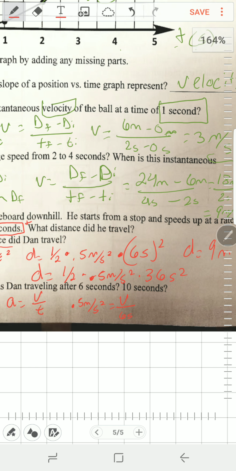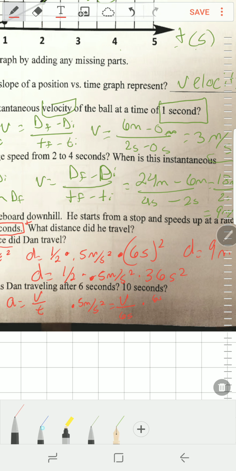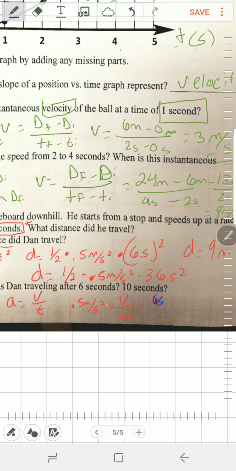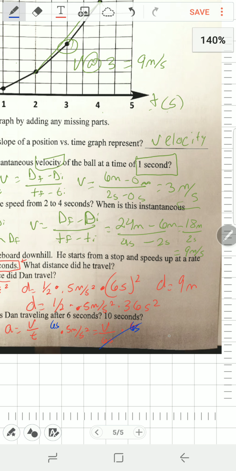So how do I do that? Well, in my class or anything, you undo what is being done to the letter you're looking for. I need to get V all by itself. Is it by itself yet? No. So I have to isolate V. I do it by undoing what's being done to V. V is being divided by 6 seconds. So how do I undo divided by 6 seconds? Well, times 6 seconds. So times 6 seconds and times 6 seconds, and when I get done, they cancel out there, and 6 times 0.5 is going to equal 3 meters per second. That is my velocity.